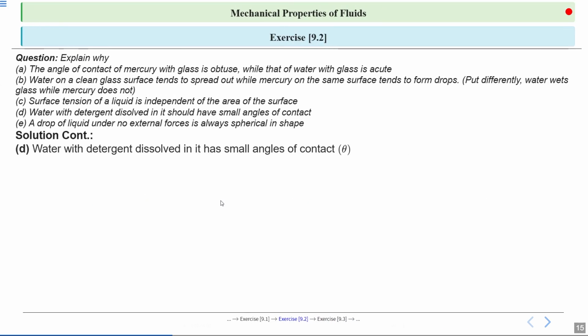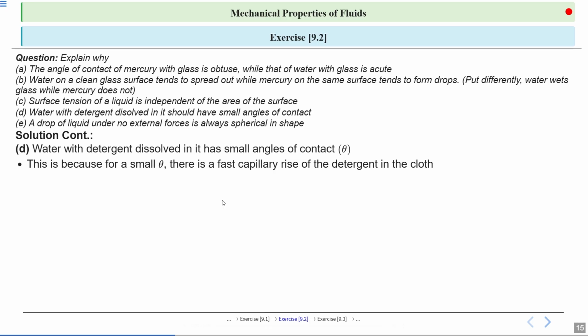Now, let's examine part D. So, water with detergent dissolved in it has a small angle of contact. The angle of contact is the angle where a liquid surface meets a solid surface. A small angle means the liquid spreads out more on the surface, which is important for cleaning because it helps the water and detergent reach more areas of the fabric.